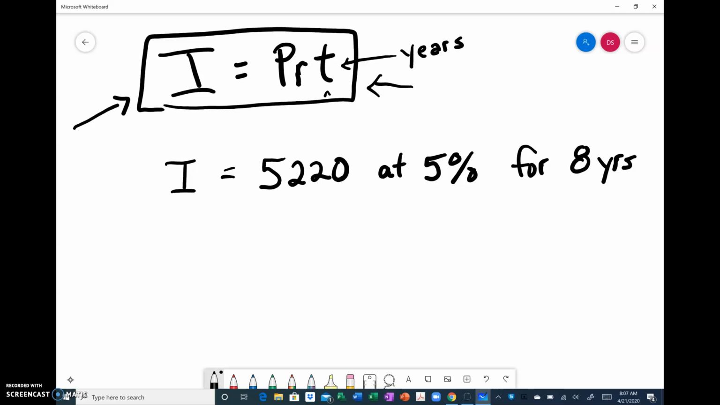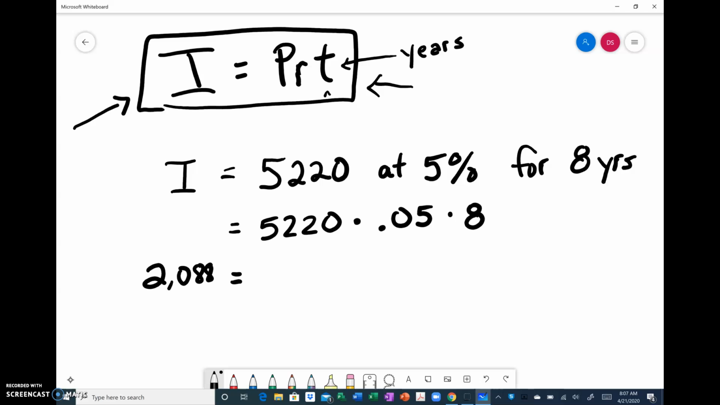All right, but I am going to work it here. So this is a simple one. All we have to do is multiply 5220 to the decimal form of 5% to the number 8. Easy peasy. 5220 times 0.05 times 8. Notice I have it all written out for my teacher. And you would find that the interest is $2,088.